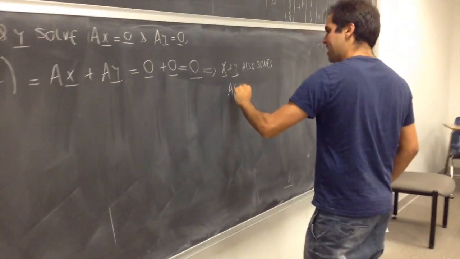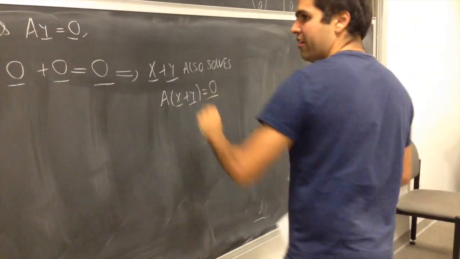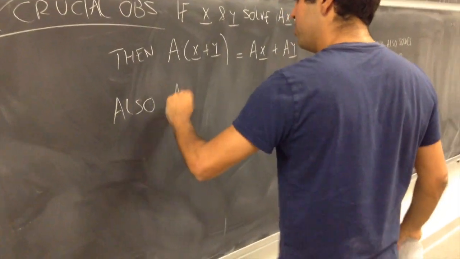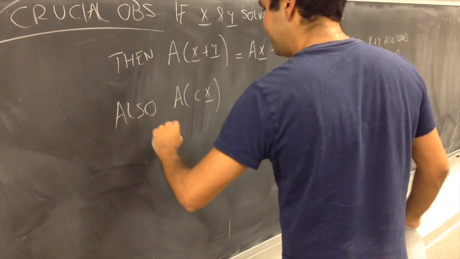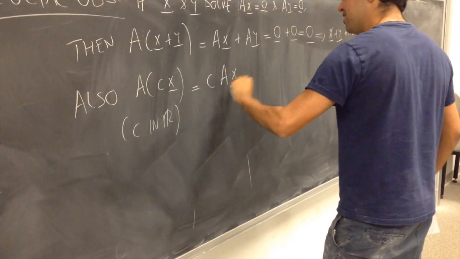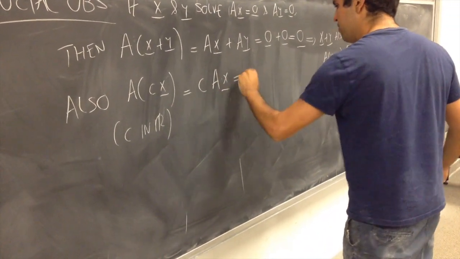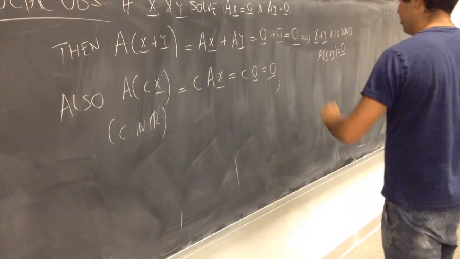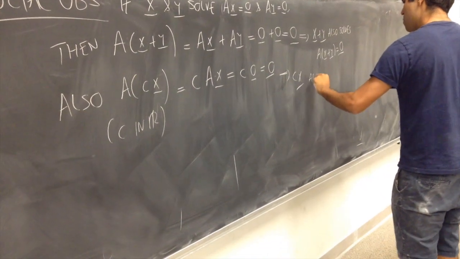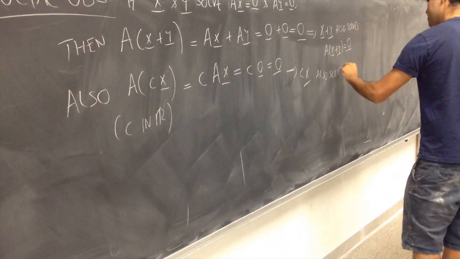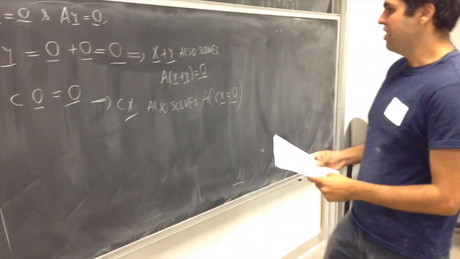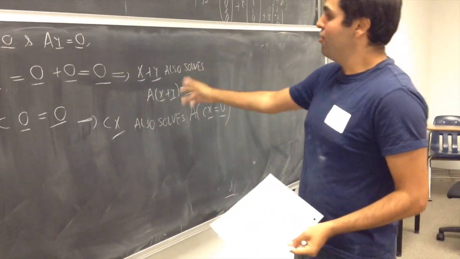Solves Ax + y = 0. Not only that, also if c is a real number, then A(cx), well, that's c times Ax, and that's c times 0, and that's the 0 vector. So cx also solves A(cx) equals 0.